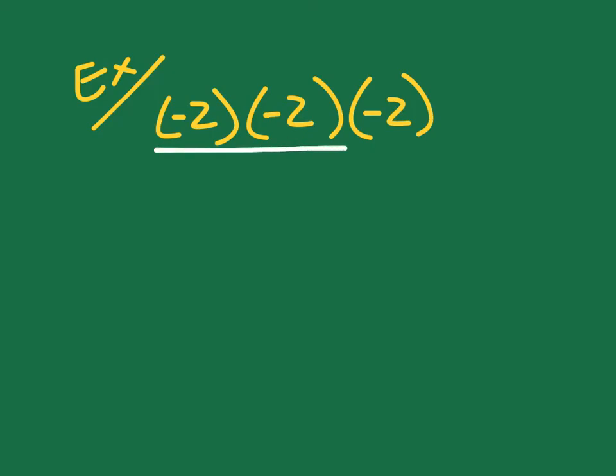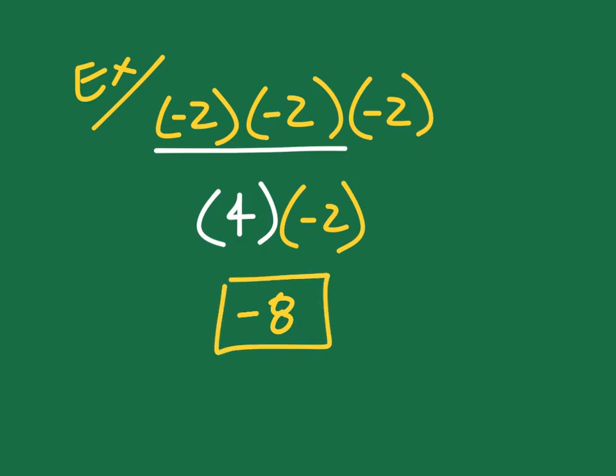2 times 2 is 4. A negative times a negative is a positive. So my result here is going to be a positive 4. All right, so then I'm going to take 4 and then multiply it by negative 2. And so now I'm going to do 4 times 2, which is 8. But because I have a positive times a negative, my result is going to be negative. So I'm going to get negative 8 out of this, all right?